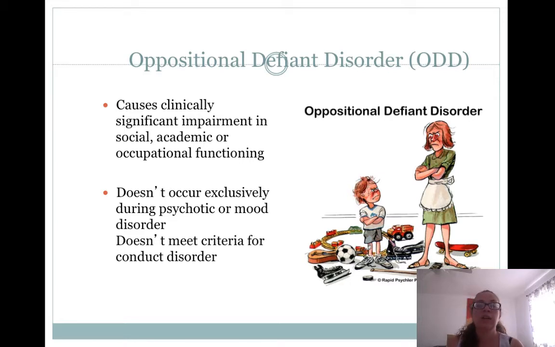It doesn't occur exclusively during psychotic or mood disorders. So sometimes a child could have a psychotic or mood disorder where they have an episode with these behaviors happening. If it is simply a result of an issue with depression or schizophrenia or something like that, we wouldn't say the kid has oppositional defiant disorder. So again, these things sort of bleed over into other diagnoses.